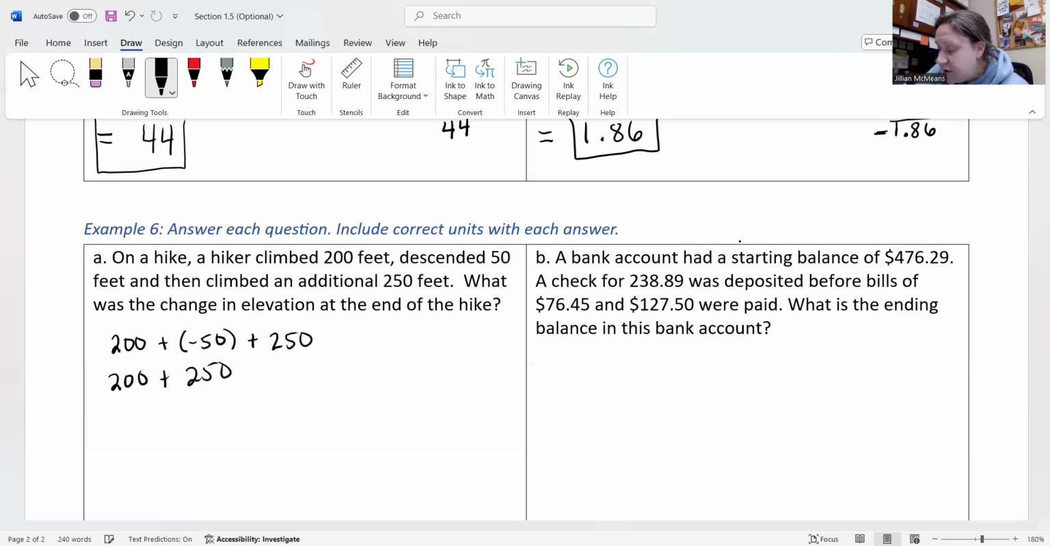I'm just going to rearrange this problem. All right, so 200 plus 250, that's easy for us. Those are both positive, so we just add. 200 plus 250 is going to be 450.